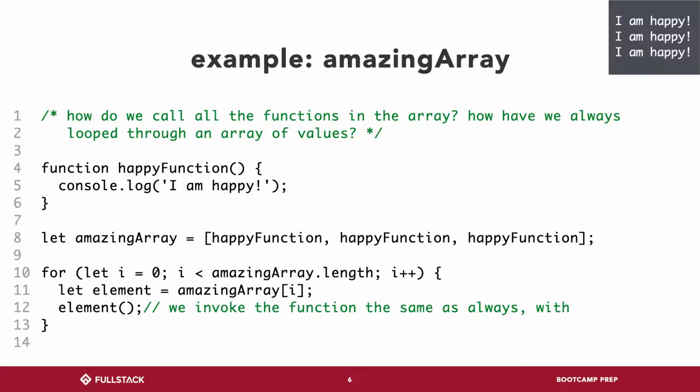Is there a way to combine those last 2 lines into one without having to define an element? Yeah, you just put these parentheses right here. amazingArray at i, invoke. So you don't need to define element. No, you don't. Sometimes it's clearer if you do that, but in this case it's very simple, so save a line. Cool on this, right?